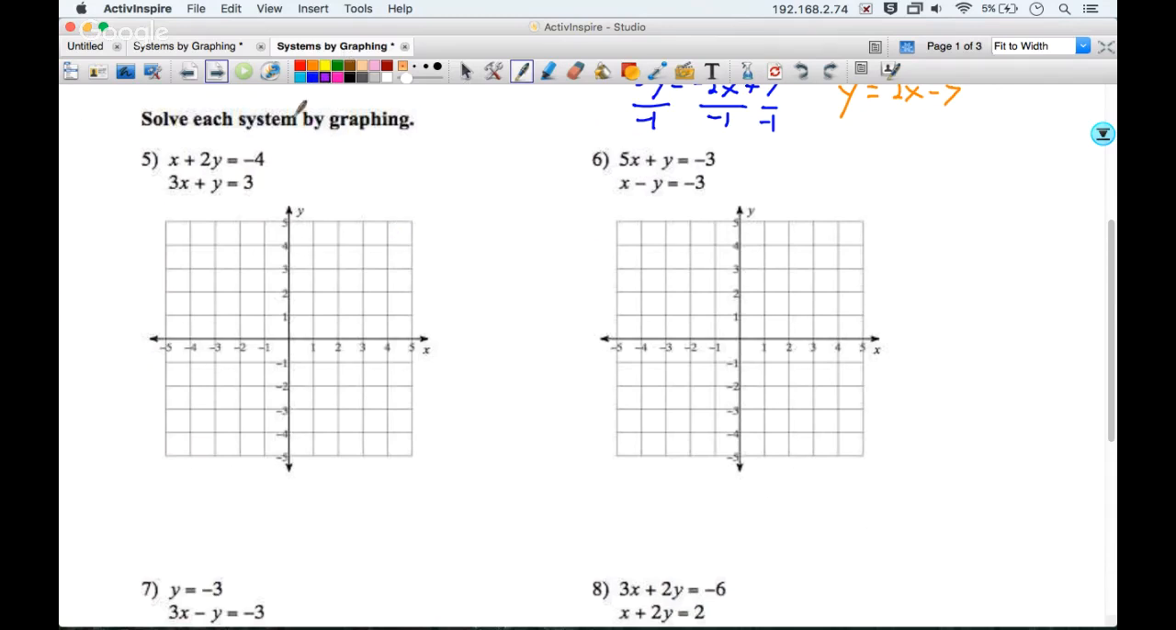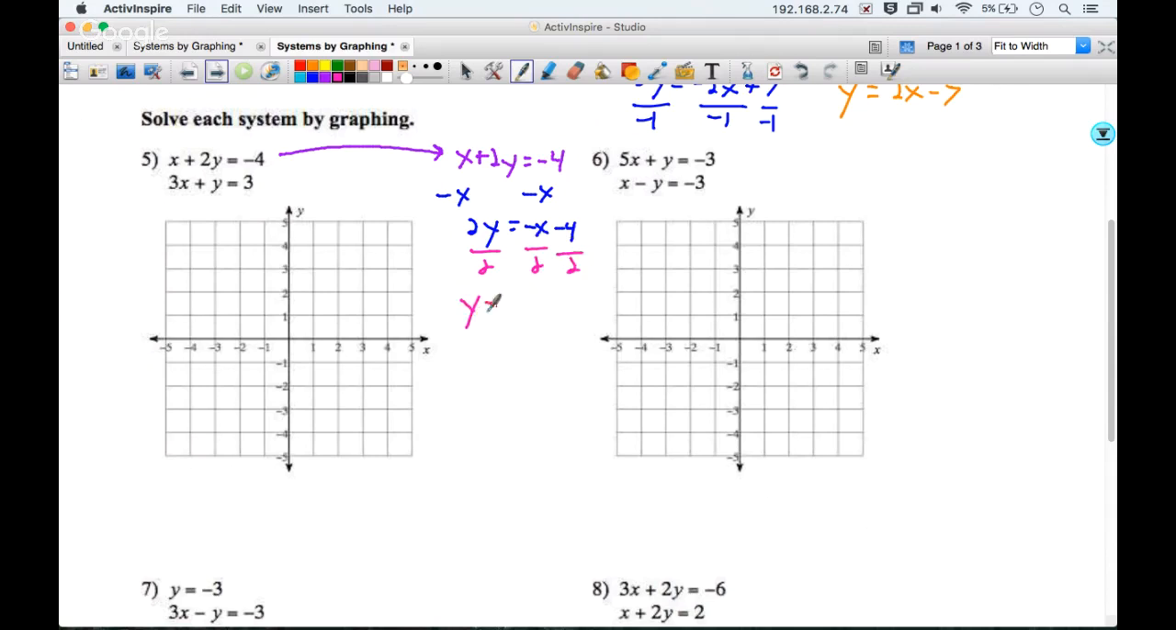All right, so let's try a problem like number 5 right now. These equations are in standard form. That's kind of difficult to graph with. So what I'm going to do is copy them off to the side and convert them into slope-intercept form. So I'm going to do things like subtract x from both sides, making this 2y equals negative x minus 4. It looks a little bit more like slope-intercept form. Then I'm going to divide everything by 2.